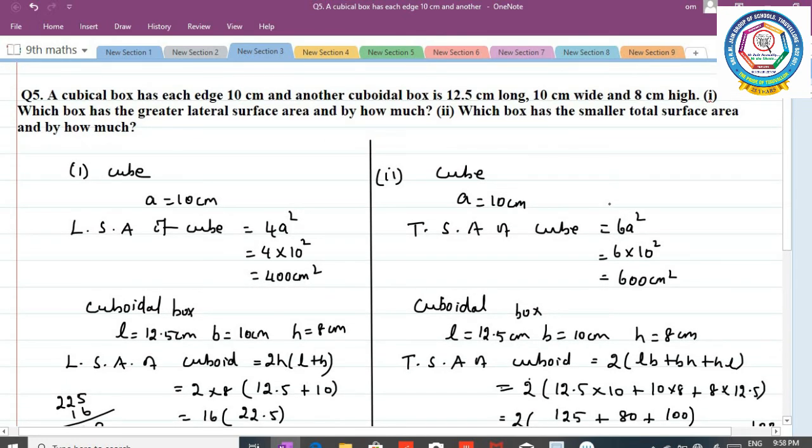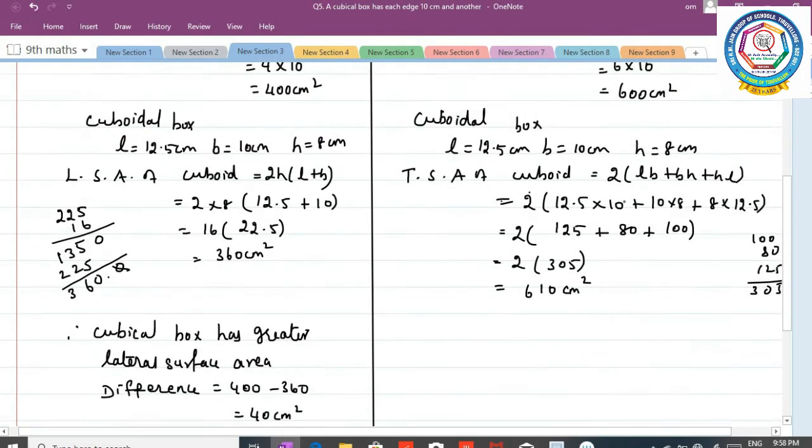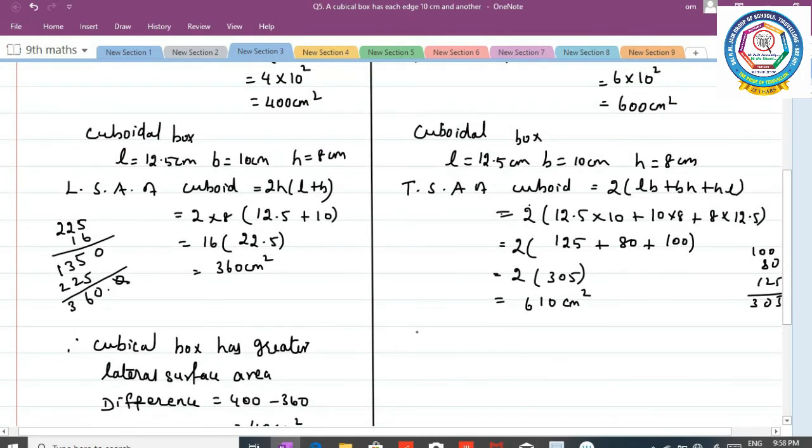So what question they ask? Which area is smaller, they ask. Now if you compare, the cubical box has the smaller total surface area.